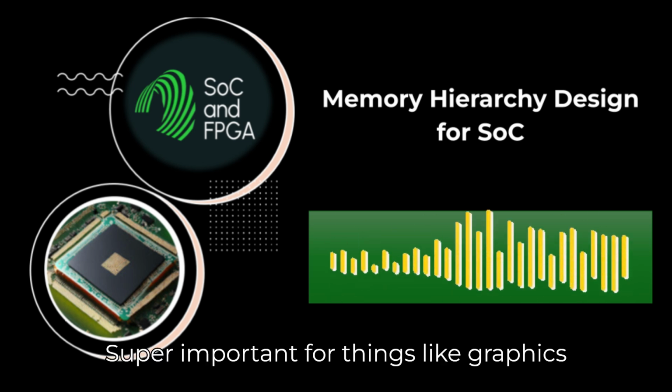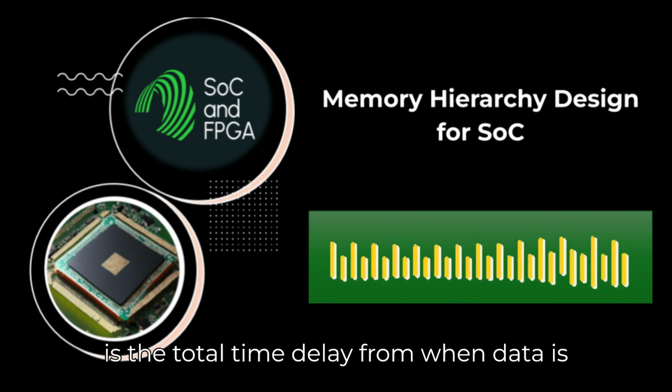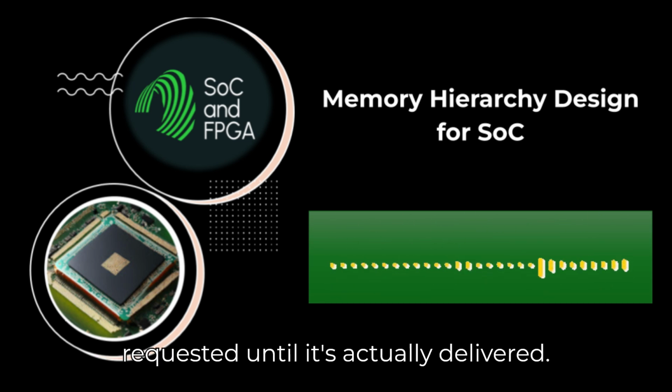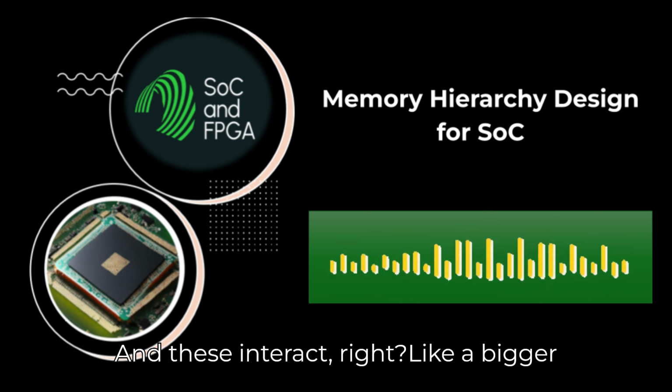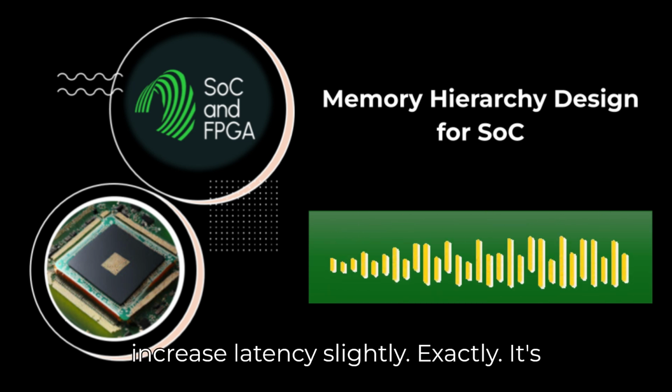Super important for things like graphics or AI that chew through data. And latency is the total time delay from when data is requested until it's actually delivered. And these interact, right? Like a bigger cache might reduce misses, but maybe increase latency slightly.